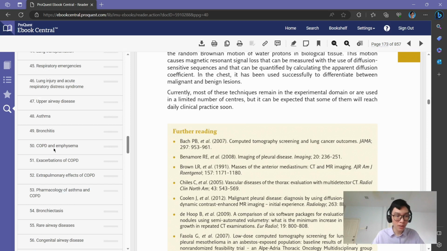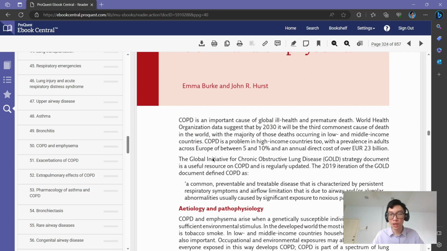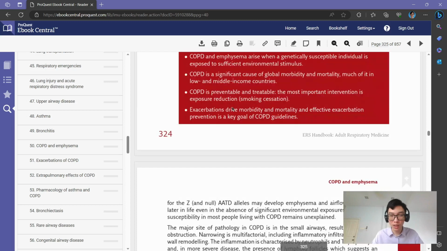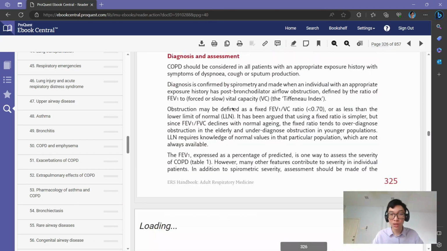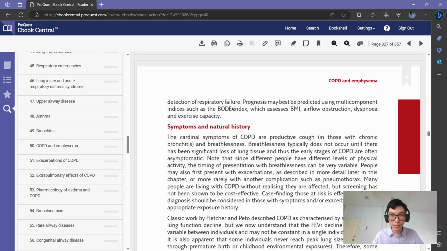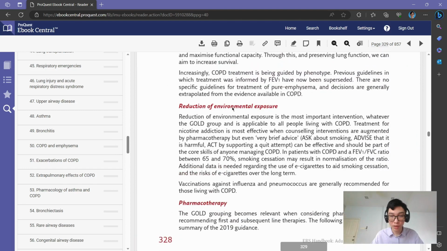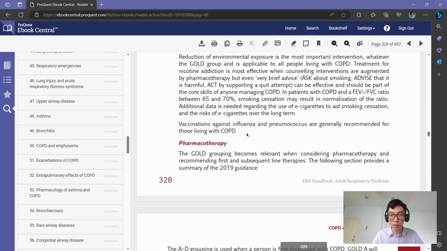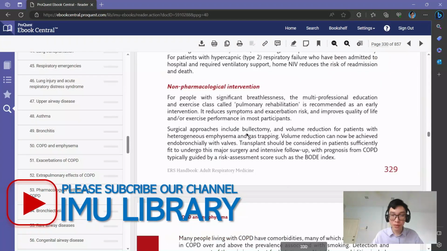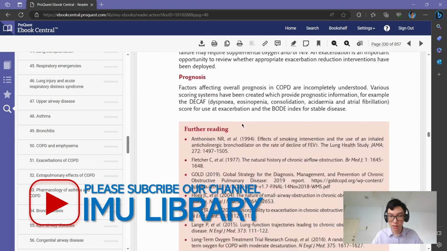Let's see, COPD. So let's look at the chapter about diseases. They give you a brief summary about COPD, the pathophysiology and etiology of COPD, and the key points. You've got diagnosis and assessment, your tables to understand better, symptoms, development, management, how to manage COPD, pharmacotherapy, what kind of drugs can be used to treat COPD, non-pharmaceutical interventions, treatments, prognosis, and further reading.